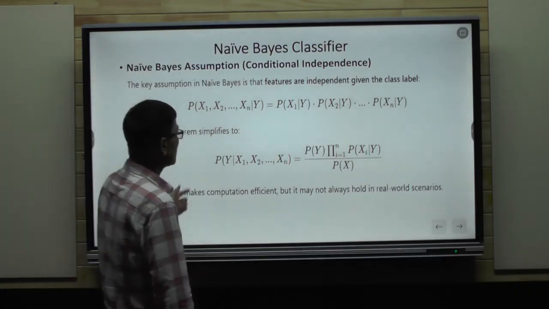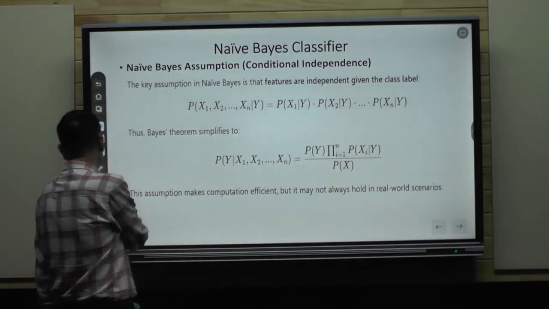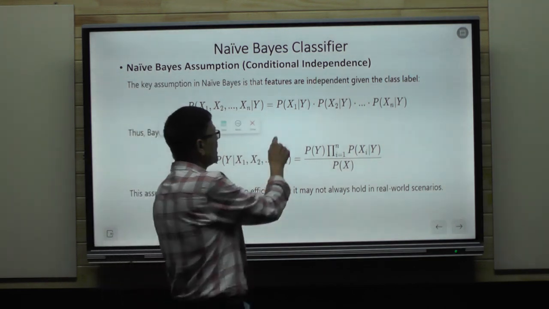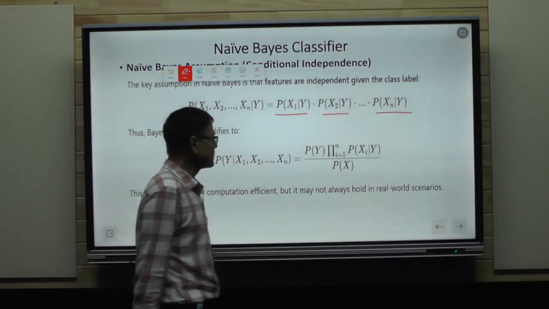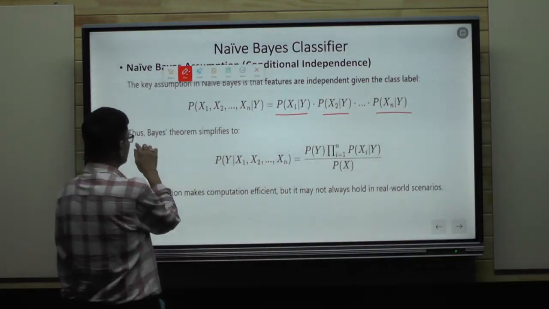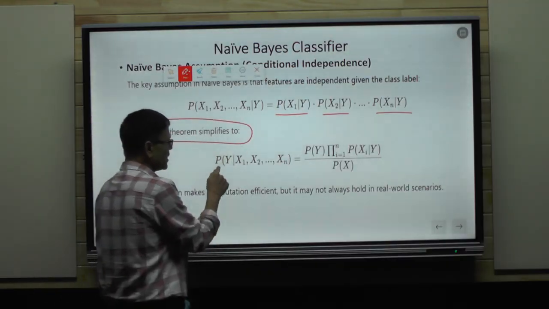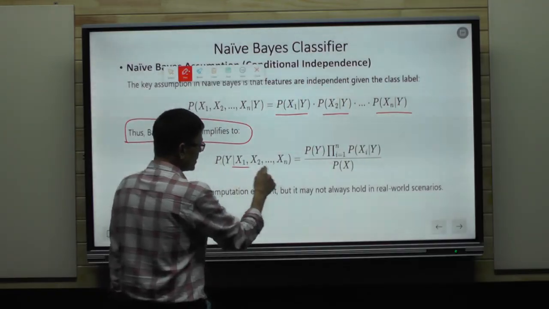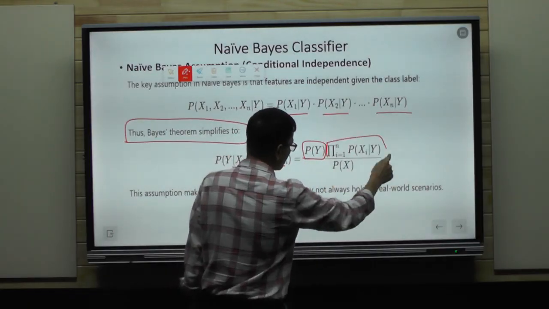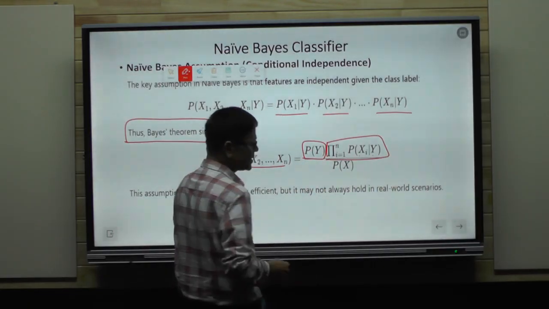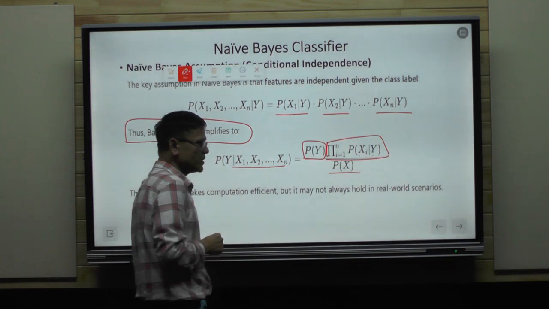So the key assumption is that all features are independent. If the features are independent, there is no correlation, then we can simply multiply x1 given y with x2 given y and xn given y. Thus the Bayes theorem simplifies to: P of y given all the input features is P of y multiplied by the product of xi given y, divided by P of x, that is the evidence.